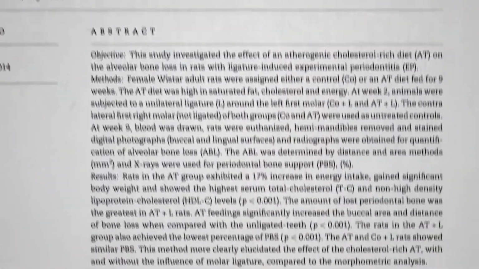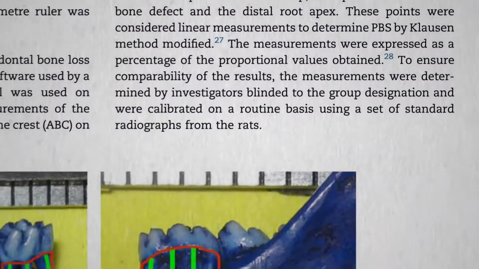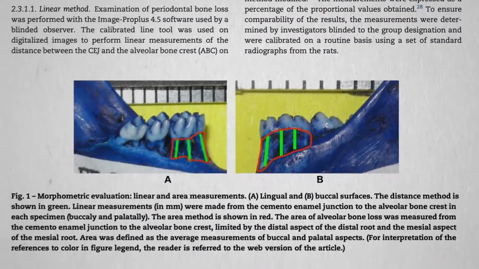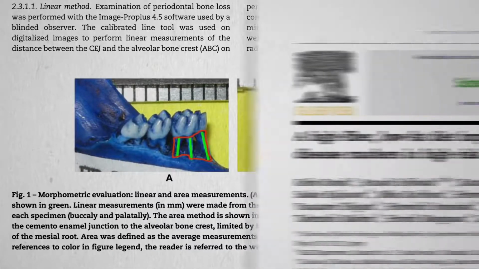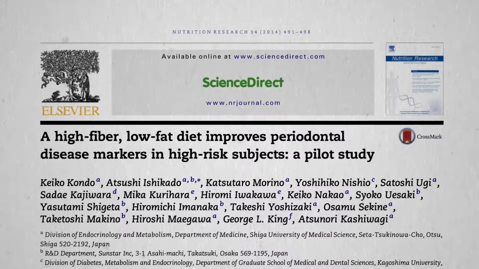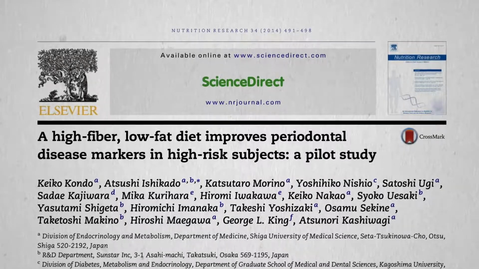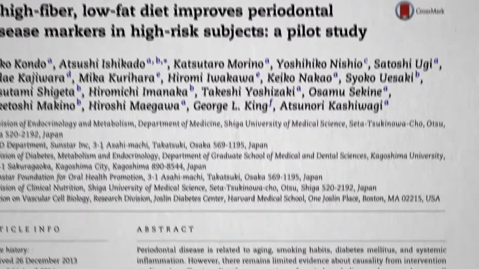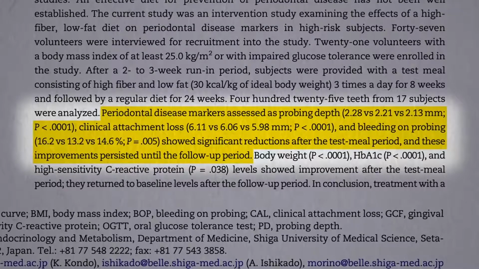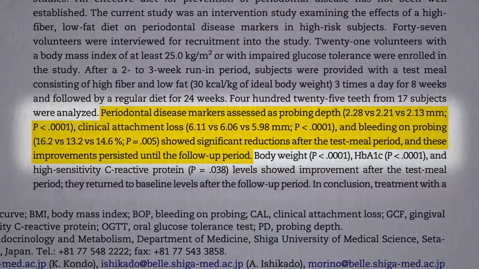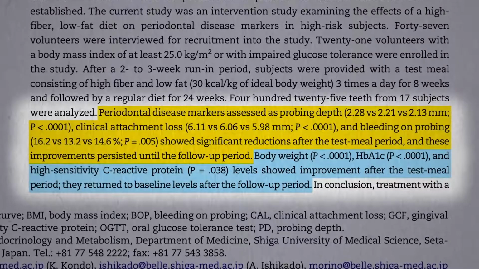And bone loss was indeed magnified by a diet high in saturated fat and cholesterol, but if you're thinking, that's a weird-looking jaw, that's because it was a study done on rats. This is what I was looking for, though the title kind of ruins the suspense. A high-fiber, low-fat diet improves periodontal disease markers. In terms of probing depth, clinical attachment loss, and bleeding on probing, all the standard measures, and of course, eating a healthier diet, body weight, blood sugar control, and systemic inflammation improved as well.